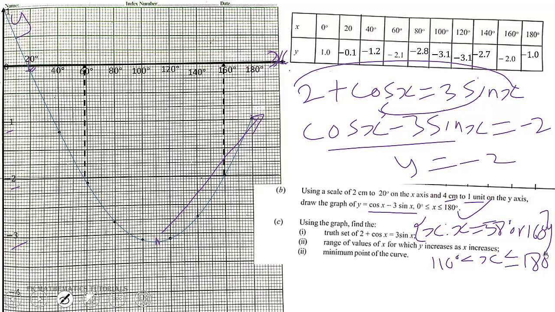And the next thing we are going to find is the minimum point of the curve. The minimum point is this point here. Reading from the graph, that point is y equals negative 3 point, approximately 3.1 something. So 3.15 will be correct, or 3.2.